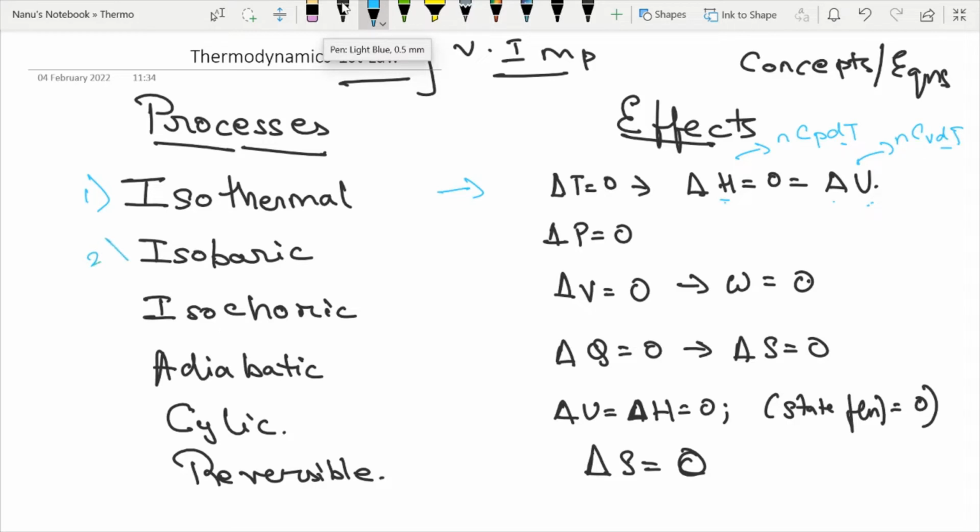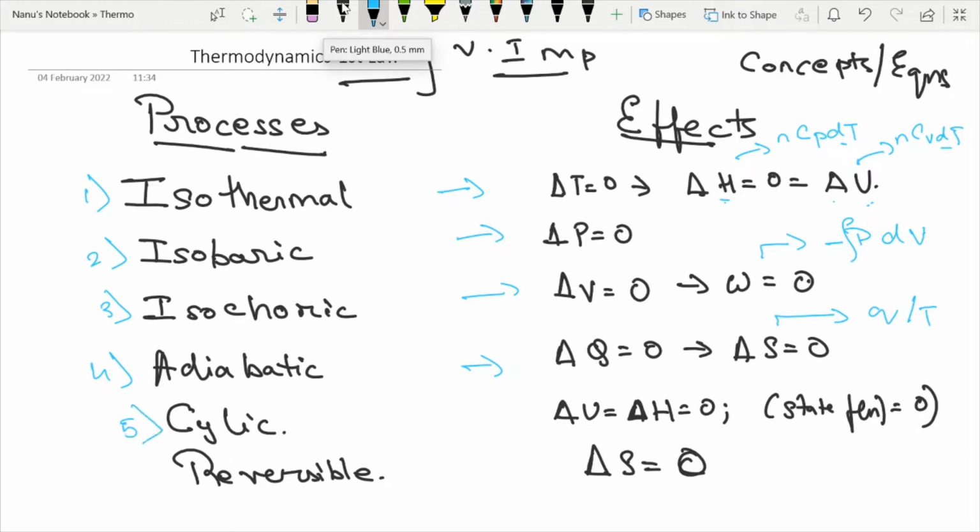For isobaric process, we know the pressure change will be 0. For isochoric process, the change in volume will be 0, because of which your work will be 0, because we know work, the formula is minus P dV, and you have to take an integration of that. And for an adiabatic process, the change in heat is 0, because your change in entropy depends on that. The formula for that is Q by T, the change in heat by the temperature, right? So if the del Q is 0, del S will also be 0.